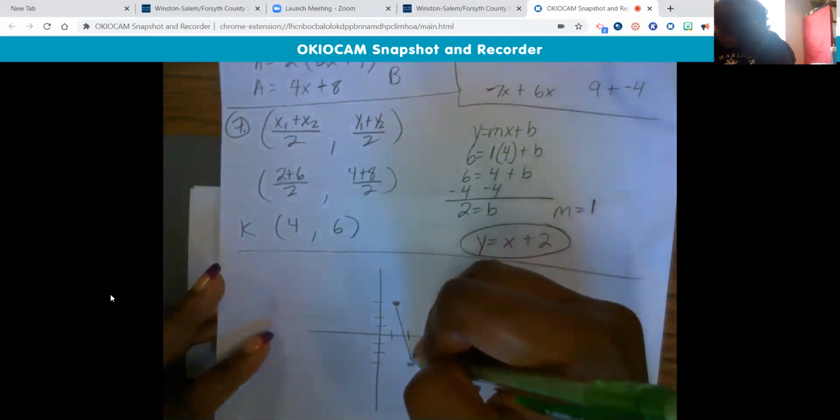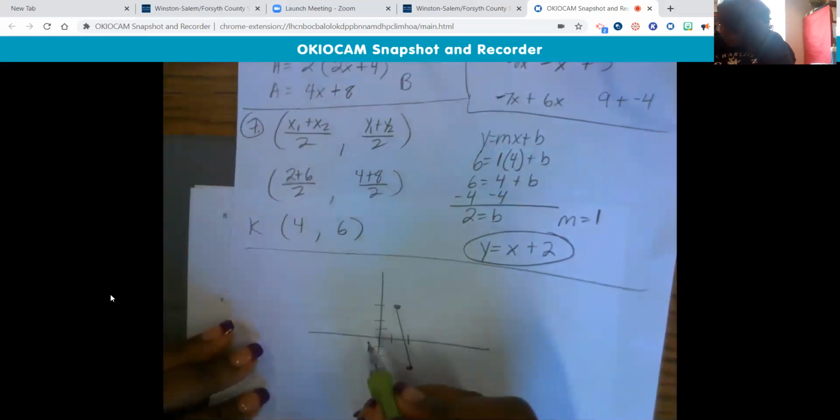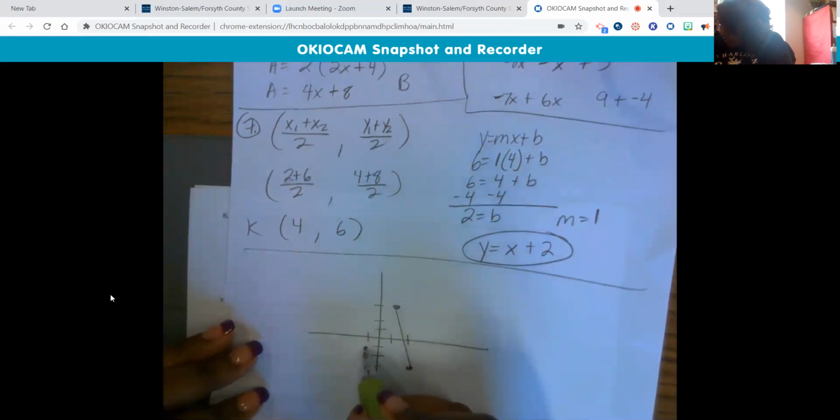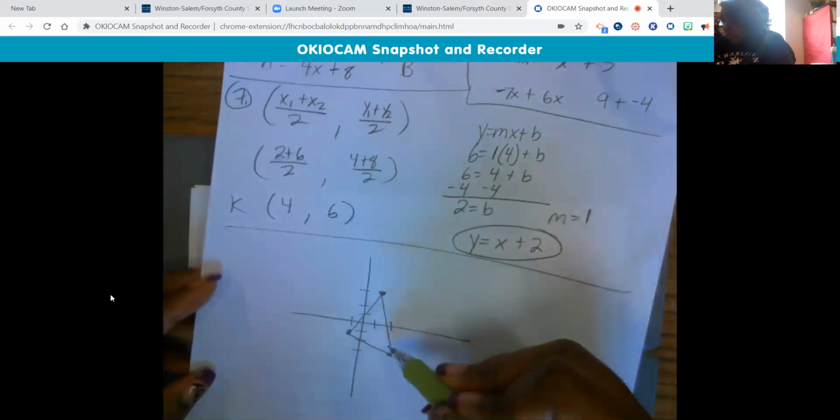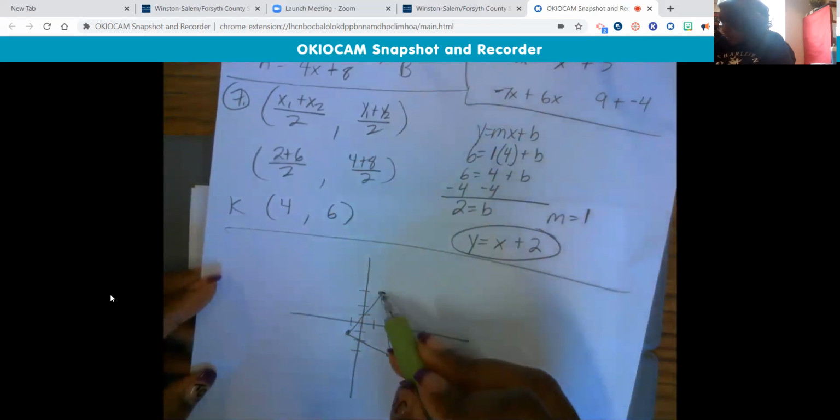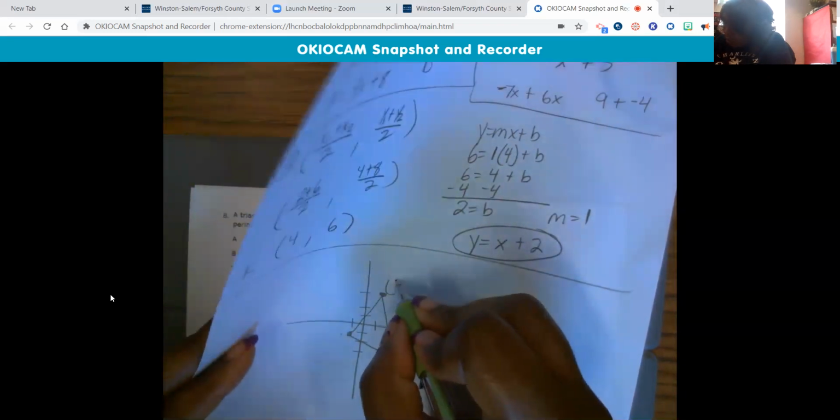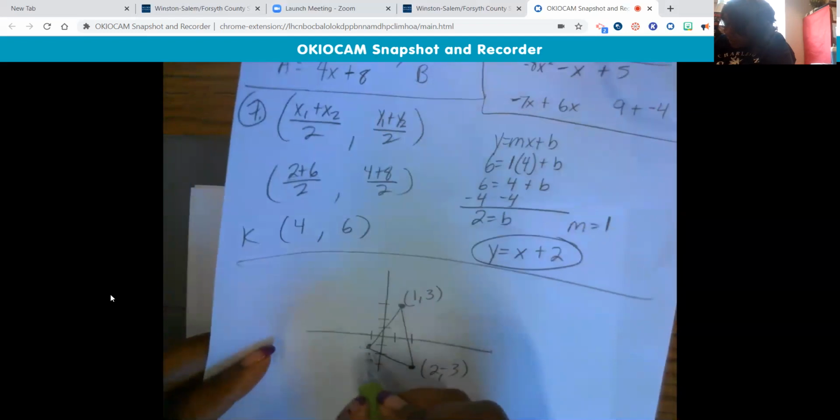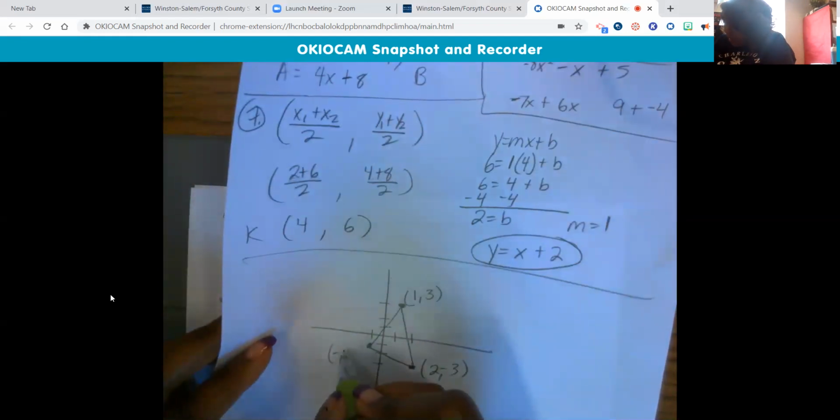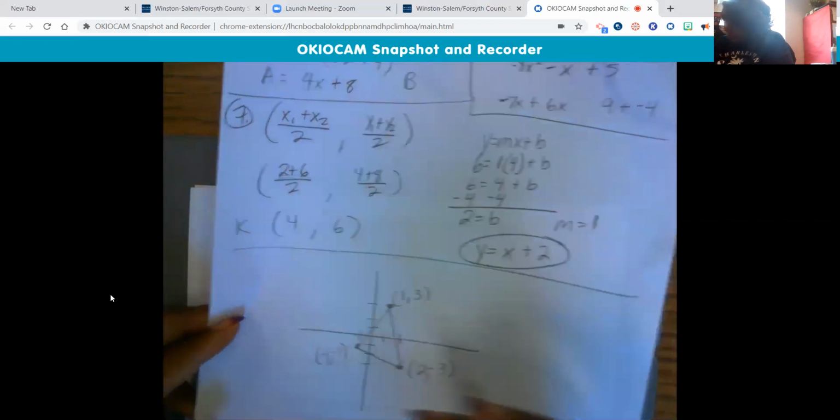Connect these. Okay. Then we have -1, -1, and -1. So you're finding the distance of the 3 sides. Here to here, here to here, and here to here. So this is 1, 3. This is 2, -3. And this is -1 and -1.